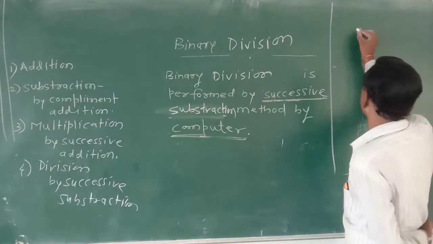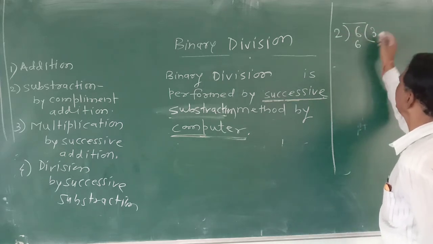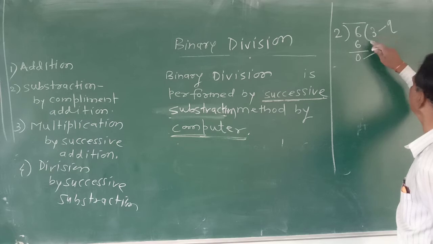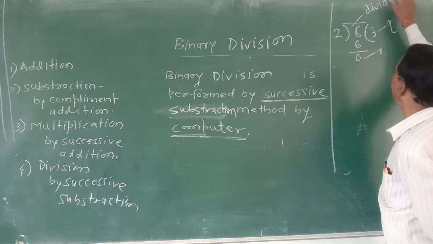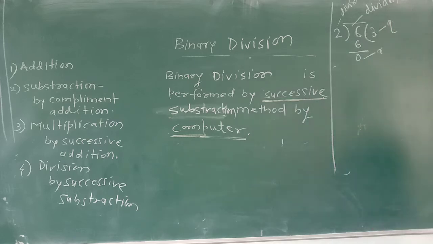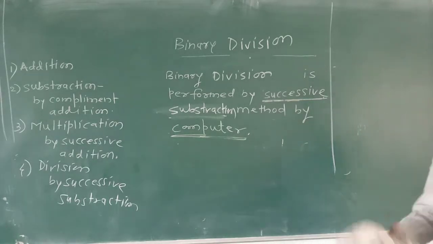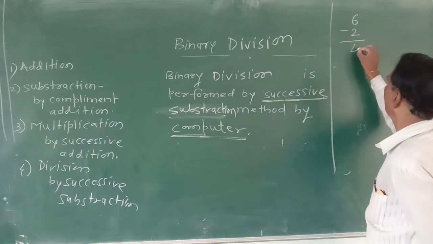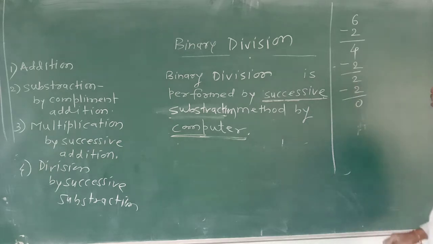How is it? 6 by 2. 3 2s are 6, product is 6, remainder is 0. So quotient is 3, remainder is 0. Dividend, divisor. Now let us see in binary. 6 minus 2, 4 is there. 4 minus 2, 2 is there. 2 minus 2, remainder is 0.